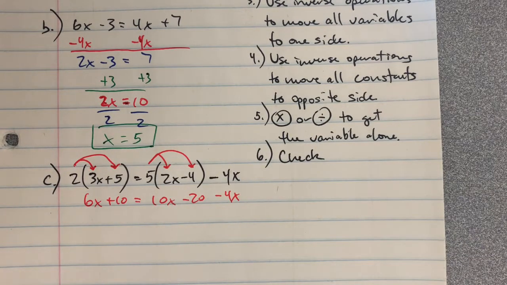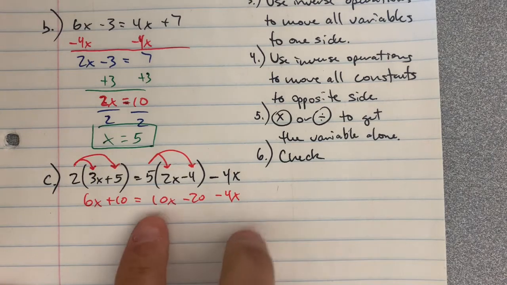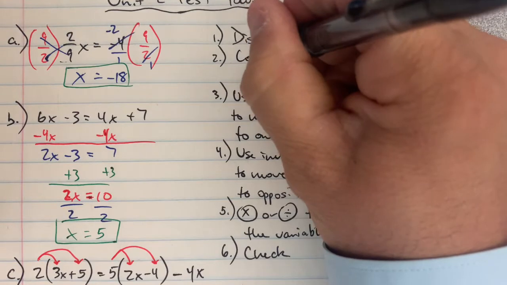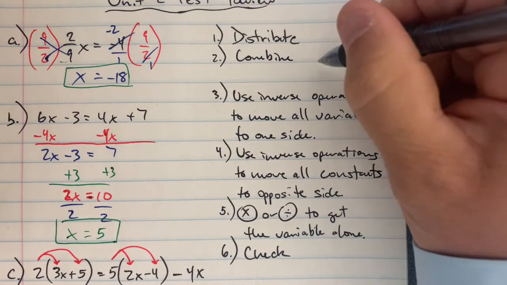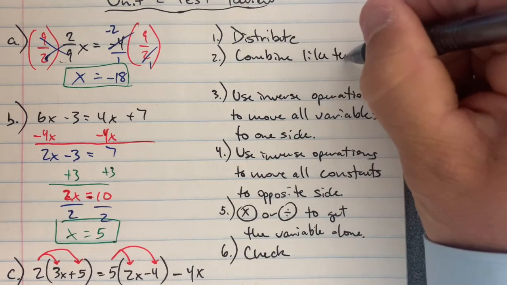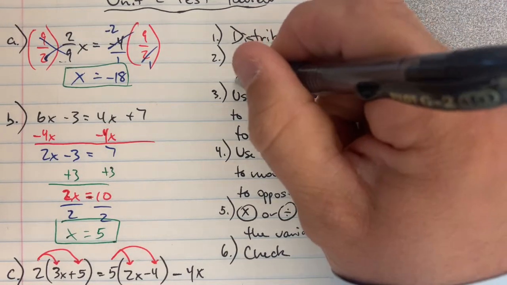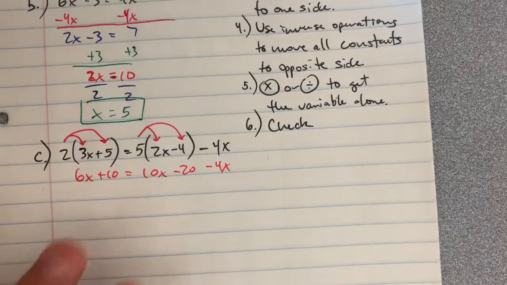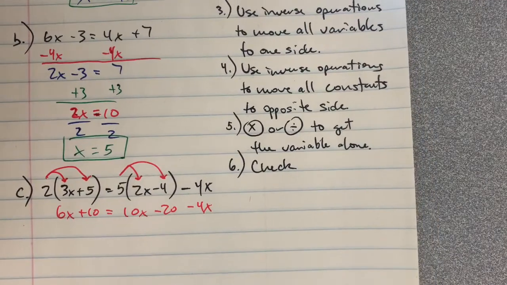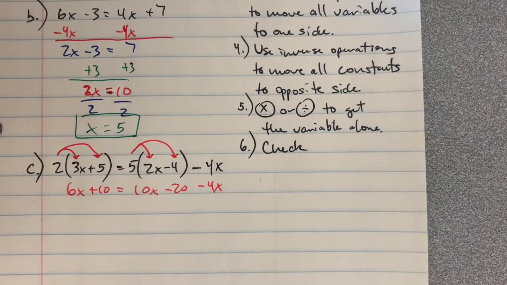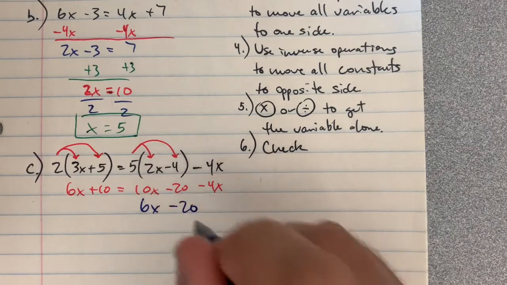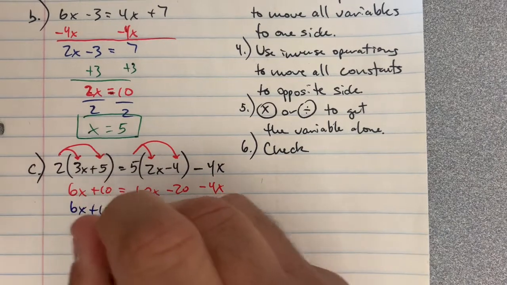All right. Step 2, I have a couple of like terms on the same side. So that would be step 2, combine like terms on the same side. When I combine them on the same side, I don't use inverse operations to do that. I just combine them. I only use inverse operations when I'm going across the equal sign. So 10x minus 4x, that's 6x. Bring down minus 20, bring down the 6x plus 10 on the left side.